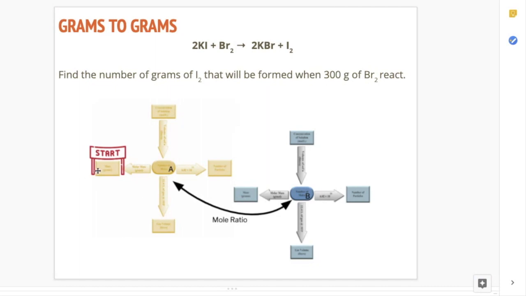So in order for me to do that, I need to go from my start place to here to moles, which is going to be step 1. And then step 2 is going to be to use this mole ratio to get to our final step, which is this. Does that make sense? We're just going to follow this path. We're going to follow the path. So let's do it.